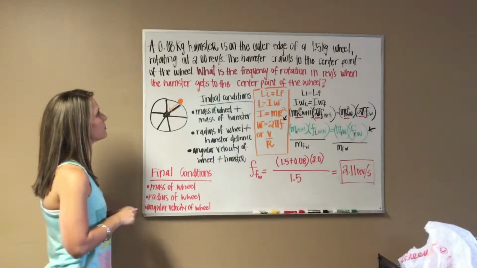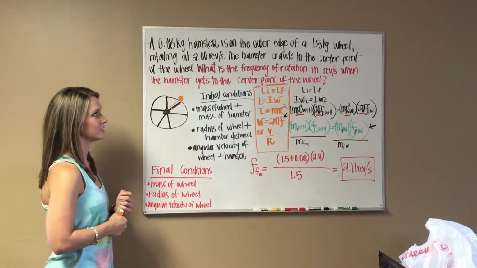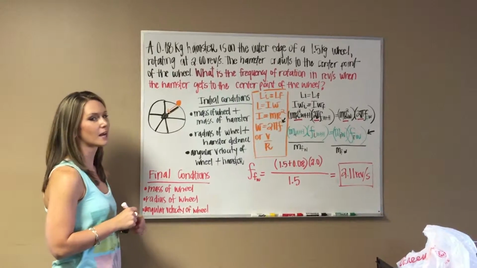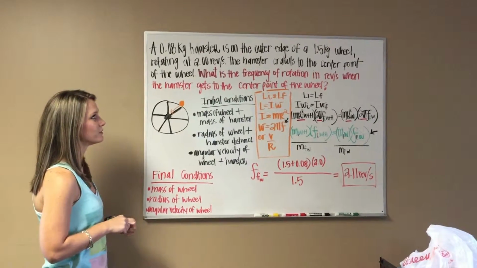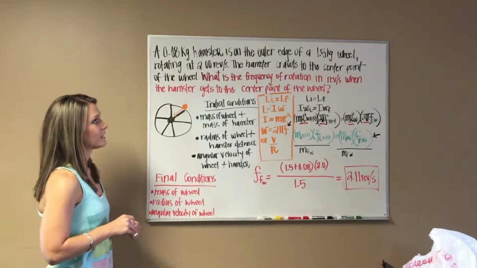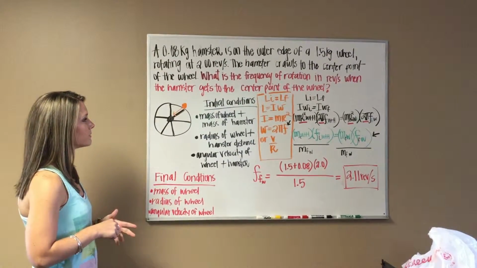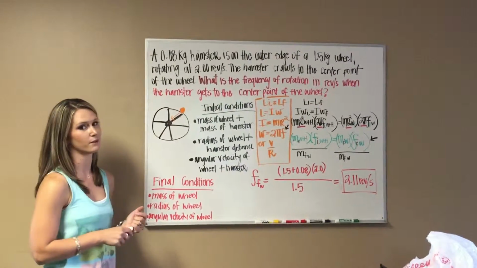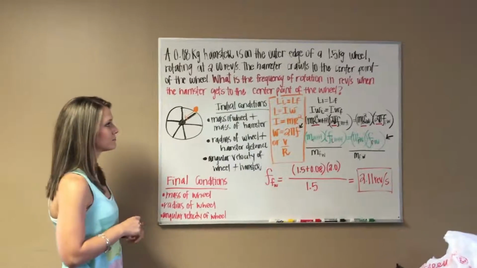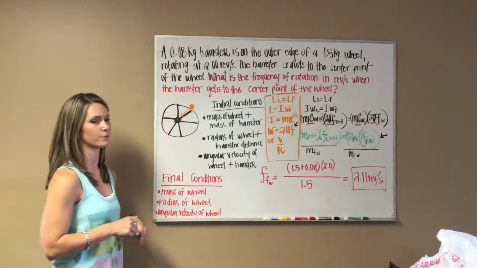So a 0.08 kilogram hamster is on the outer edge of a 1.5 kilogram wheel, rotating at 2 revolutions per second. The hamster crawls to the center point of the wheel, and we want to find what the frequency of rotation is in revolutions per second when the hamster gets to the center point of the wheel.